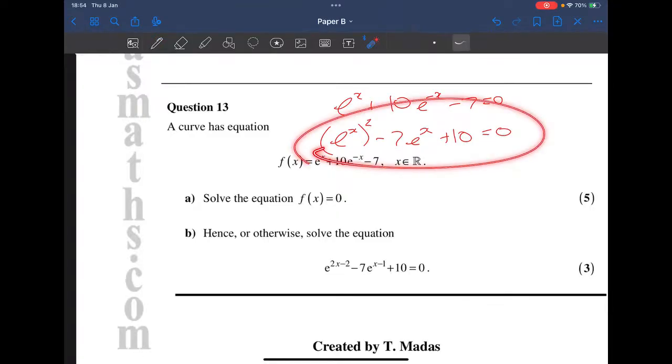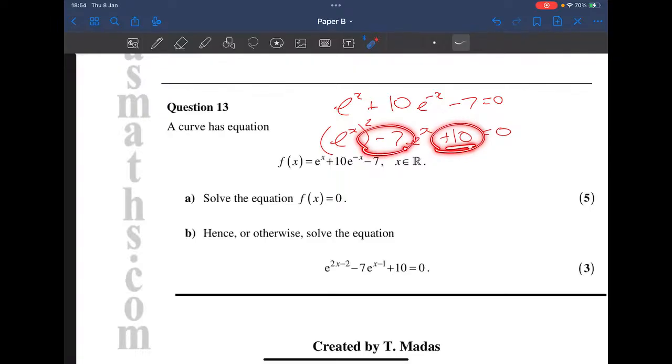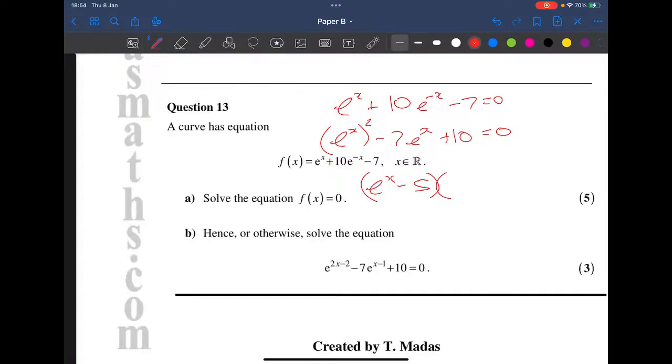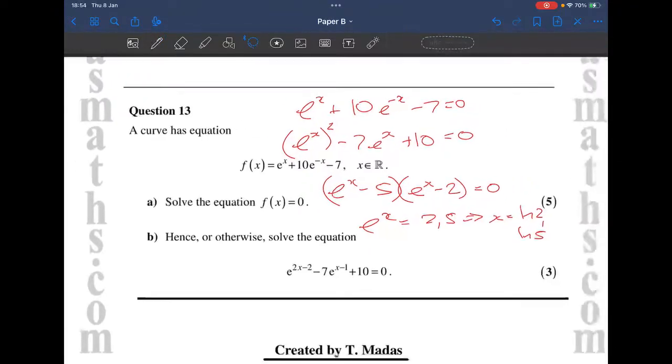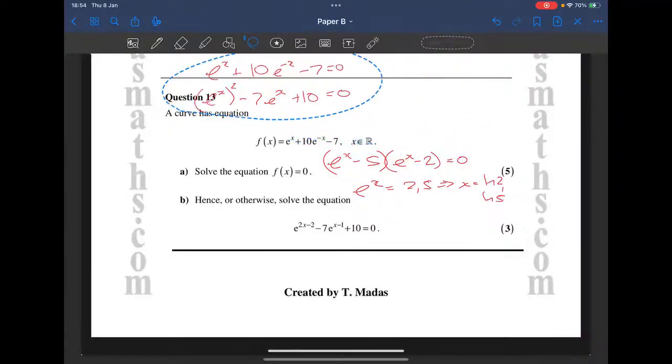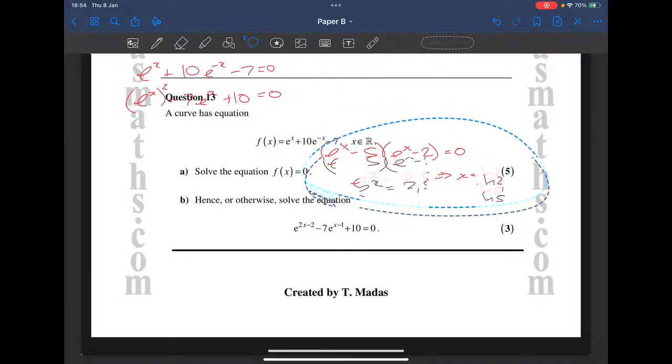So this is a quadratic in terms of e to the x. Factorising this, we need to make 10, so you can have 5 and 2, which does make 7. So we'll have e to the x minus 5, e to the x minus 2, all equals 0. Therefore e to the x is equal to 2 and 5. So x is equal to the natural log of 2, or the natural log of 5. So that one's not too bad. These quadratics are normally quite simple as long as you can spot where they are.